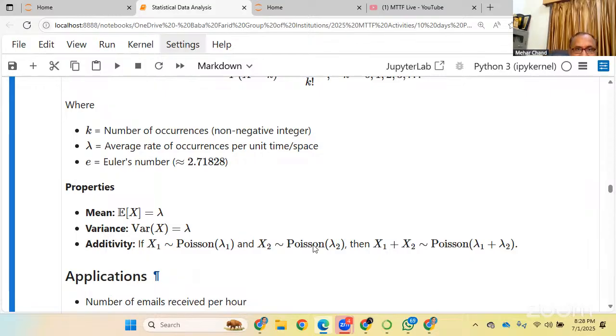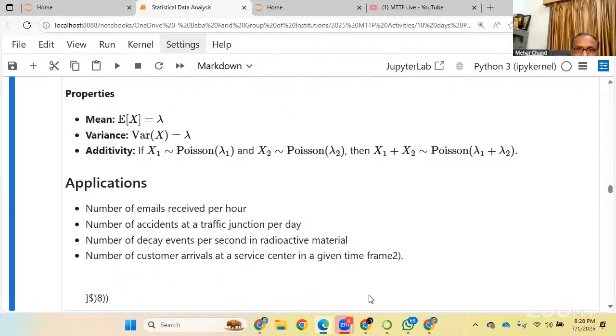And the applications where it will be applicable. These are some examples we put here: the number of emails received per hour, number of accidents at a traffic junction per day, number of decay events per second in radioactive material, number of customer arrivals at a service center in a given time. So for this type of application we can use the Poisson distribution.